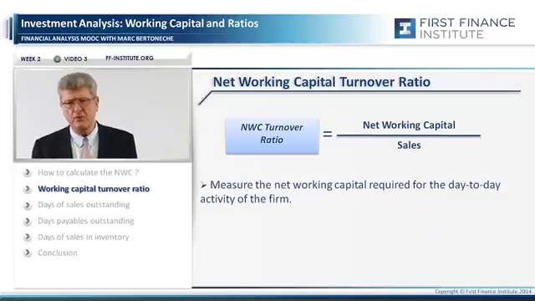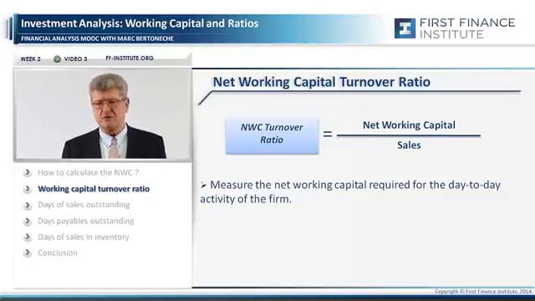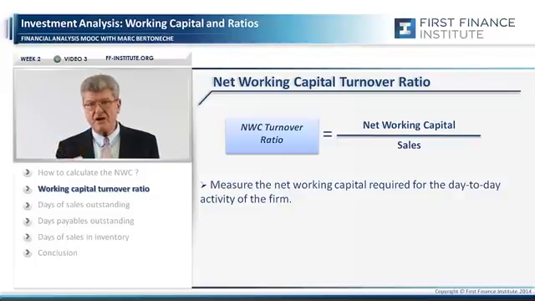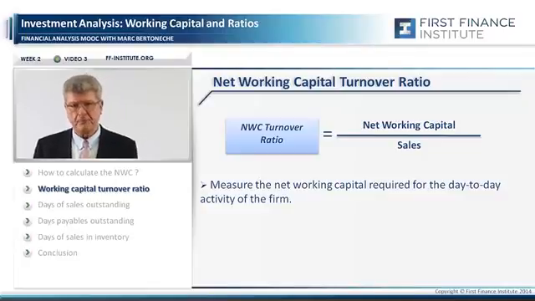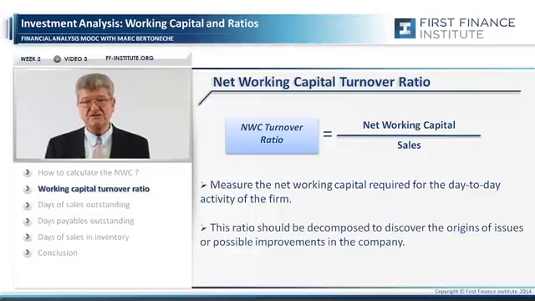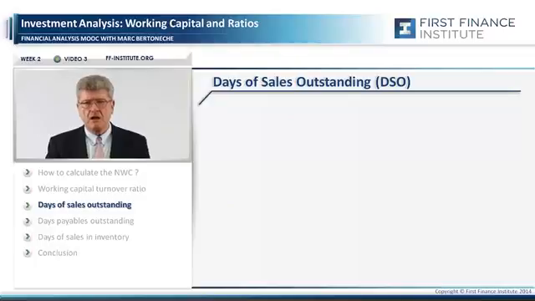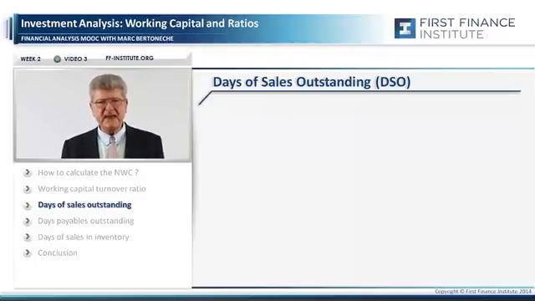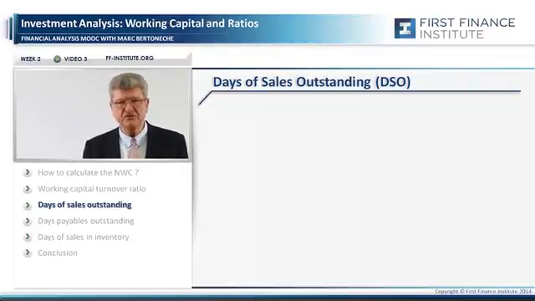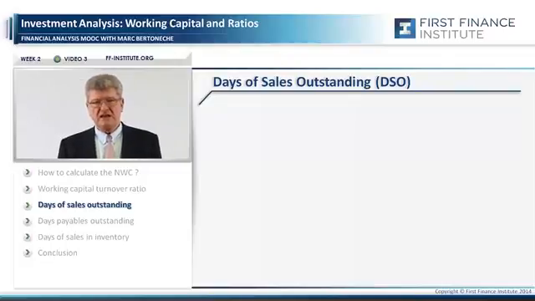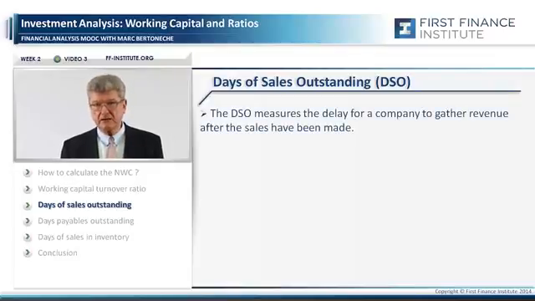This ratio, like any ratio, by the way, should be analyzed through time. What is important is the trend, and the comparison with similar companies in the same industries. It should also be decomposed into its main elements to discover where the problems or where the improvements can come from. Let's start this decomposition by looking at days of sales outstanding, DSO, or as we call it sometimes, the average collection period. DSO is how many days of sales have been built but not yet collected.